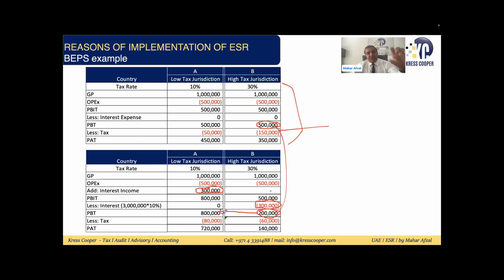Company A, which is in the low tax jurisdiction, has given a loan to the other company, which is in the high tax jurisdiction. Due to this, the profit has been shifted from the high tax jurisdiction to the low tax jurisdiction.